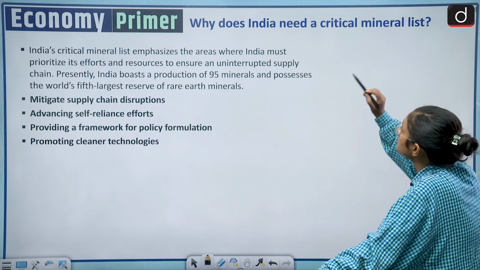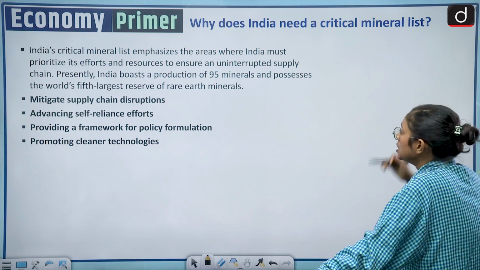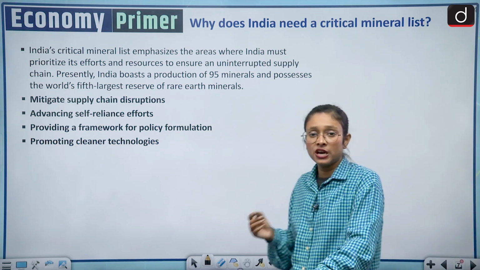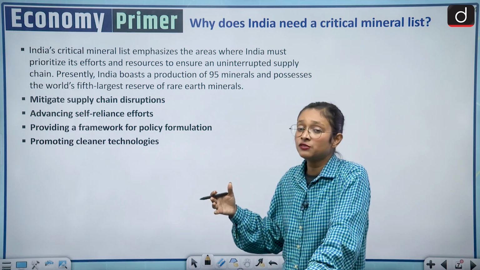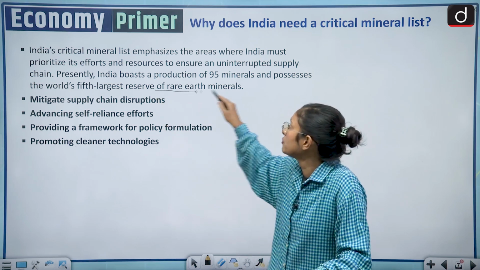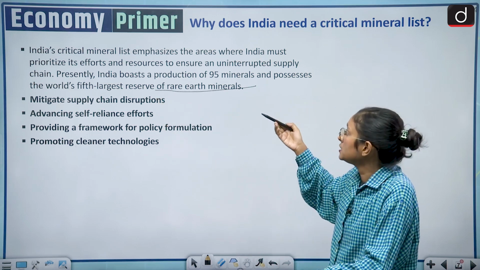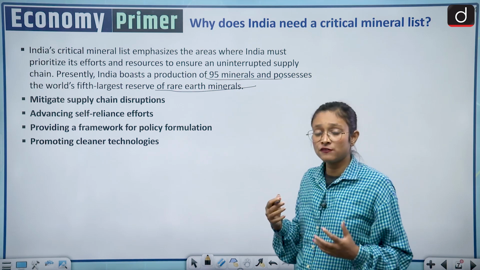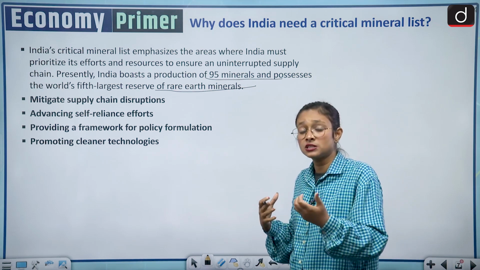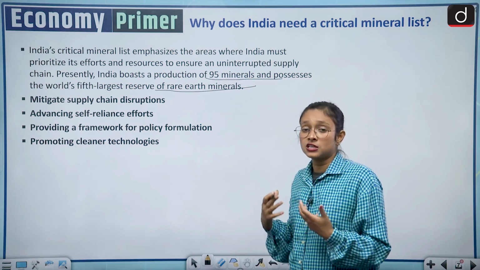Moving to that, why does India need a critical mineral list? So you already know that we have identified a list of 30 critical minerals, and here we have become the 5th largest reserve for rare earth materials. And India boasts a production of 95 minerals, and among them we have 30 critical minerals.